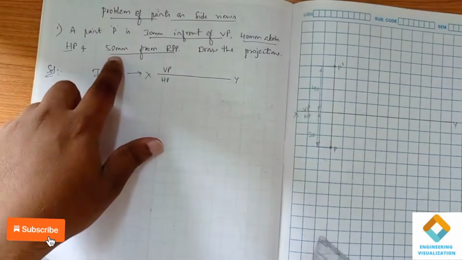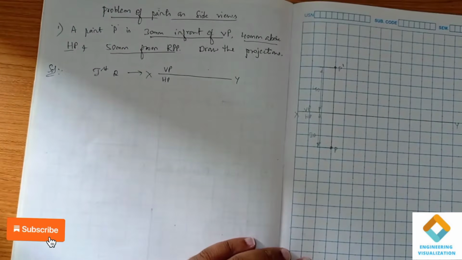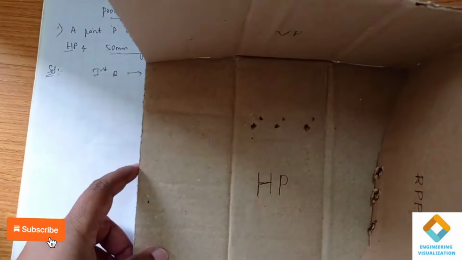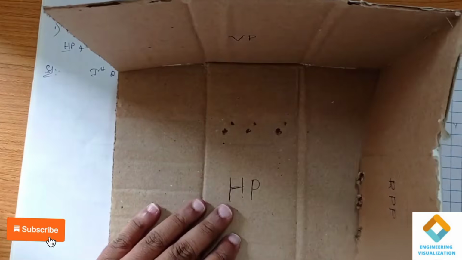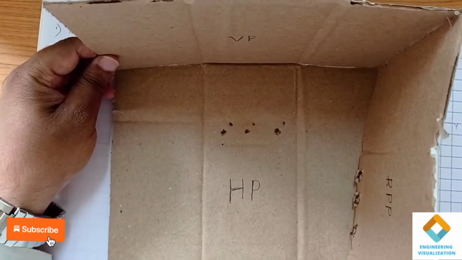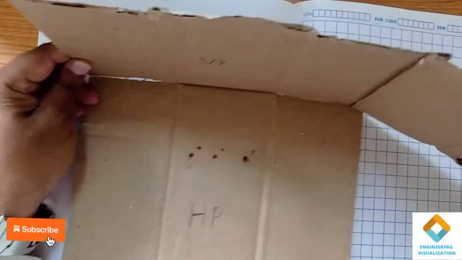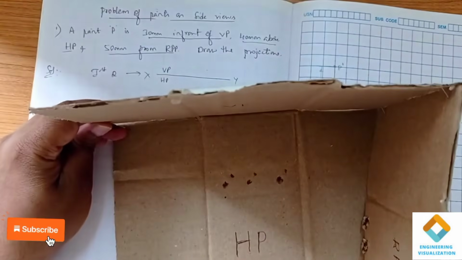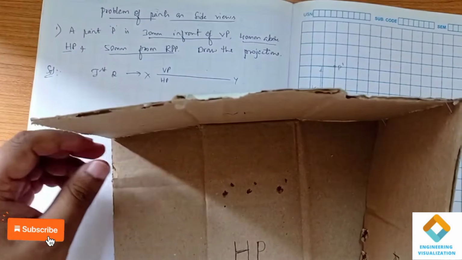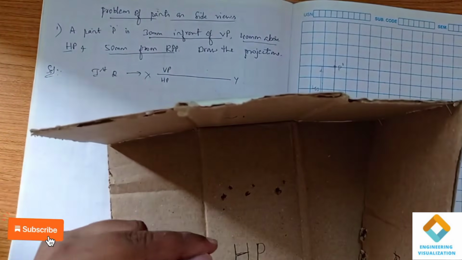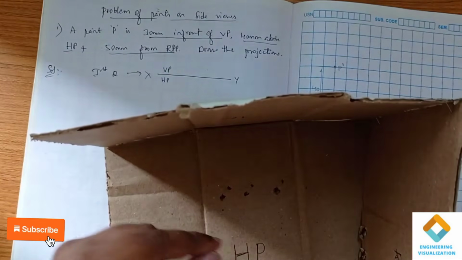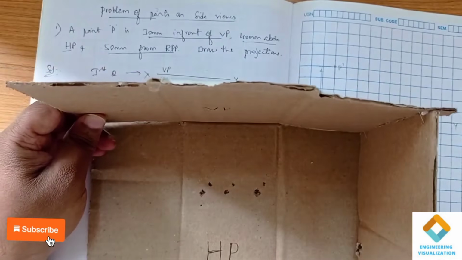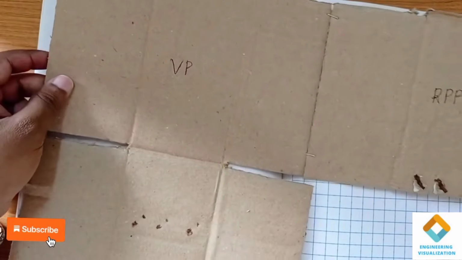Now you can see this 50 mm from RPP. This is the side view. So where it is exactly in the quadrant. You can see this is our HP plane and this is vertical plane and this is our RPP, right profile plane. This right profile plane is adjacent to the vertical plane. In this problem, a point P is 30 mm in front of VP, 40 mm above HP and 50 mm from the RPP. So it will be adjacent to the vertical plane. When it is drawn in the orthographic, it will be like this.